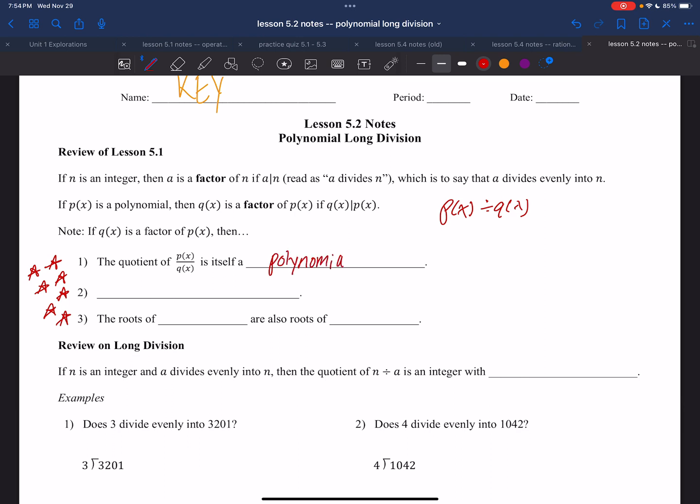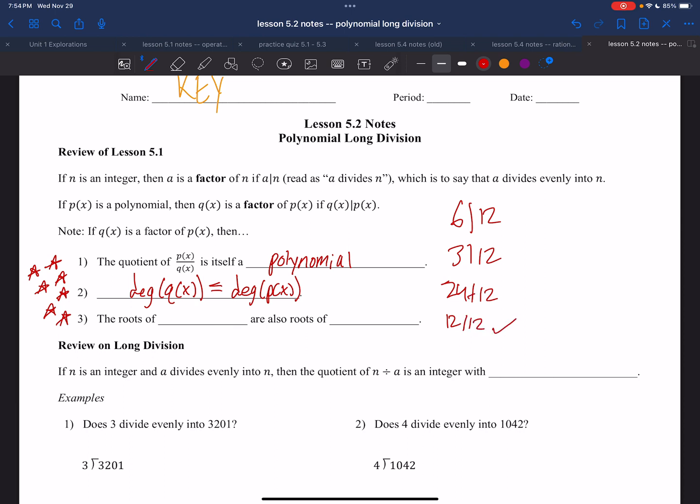We discussed that in the last video, right? The other thing we talked about was the degree. So the degree of your divisor, we say the degree of q of x is supposed to be less than or equal to the degree of p of x, okay? I covered this in the last video, but it's just a quick review. You know how if I say 6 goes into 12, 3 goes into 12, right? Does 24 go into 12? Well, no, it doesn't, because 24 is bigger than 12, and any number bigger than 12 won't work. You might ask yourself, well, does 12 go into 12? Yes, it does. 12 does divide 12, so we can say that 12 is a factor of itself, right?